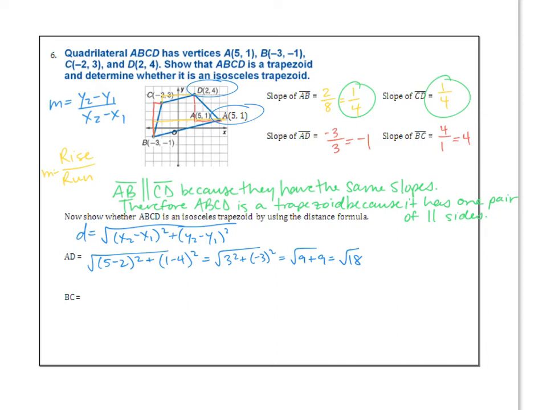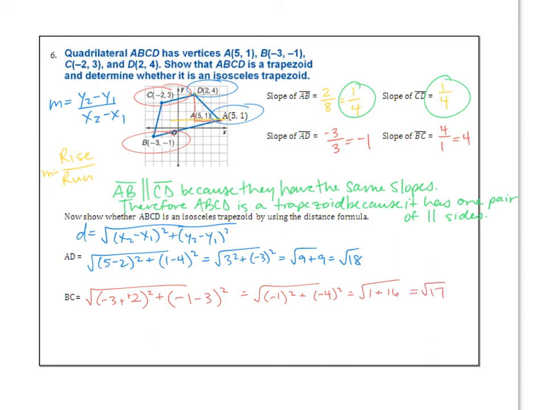BC, let me just erase so we can see those points a little better. So BC, we're going to use our points over here. I'll circle them in red. And I'm going to plug them into my formula. So I'm going to go -3 minus -2 squared, and then -1 minus 3 squared. Remember, a minus changes to a plus. So -3 plus 2, really. So that's -1 squared plus -4 squared. When you square negative, it becomes a positive. So we have 1 plus 16, which is root 17.